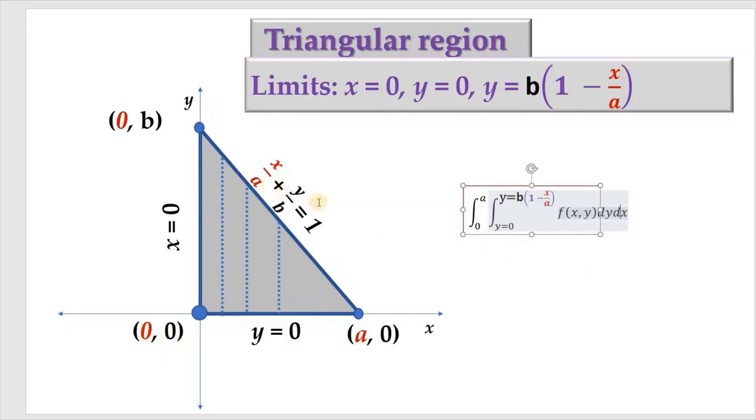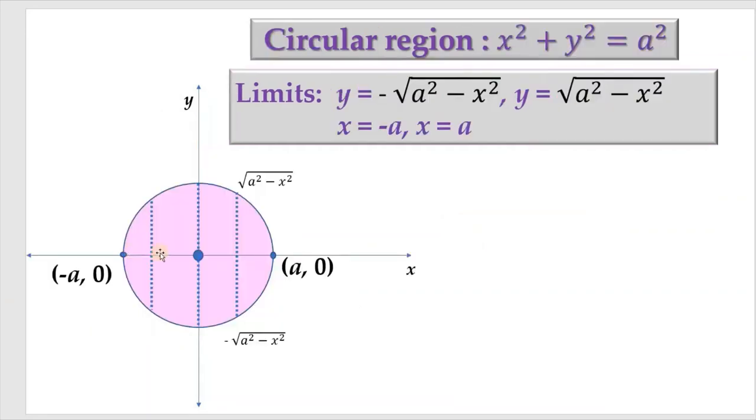So when you have to evaluate a double integral, without drawing the diagram you cannot evaluate, especially in the case of changing the order of integration. If the diagram is not drawn properly, then you cannot change the order of integration. And remember that this will come in the case of vector analysis also. So you have to be thorough with the concept here itself. Only then you will find the problems to be very simple. So next is the circular region.